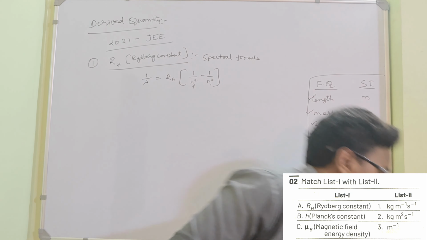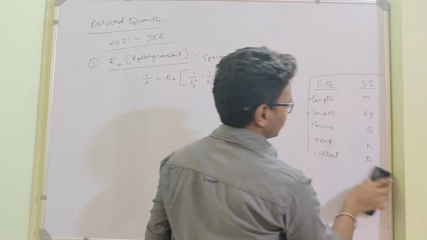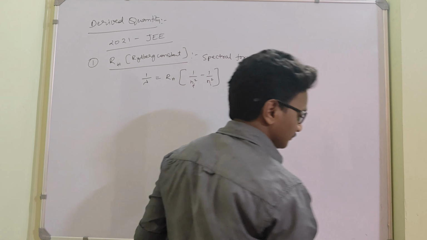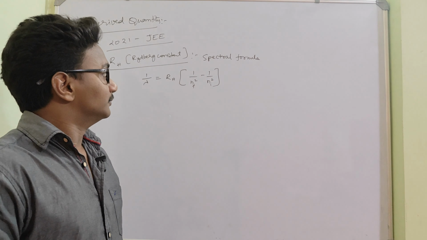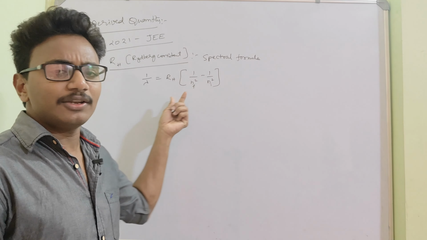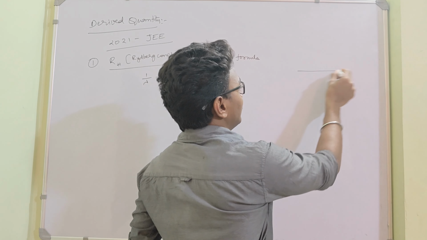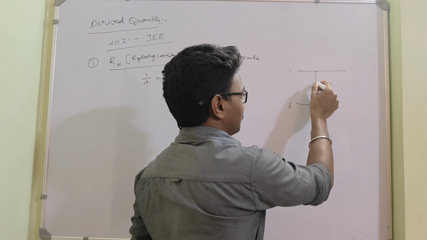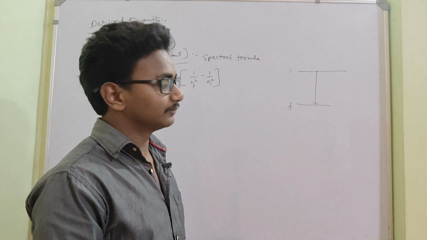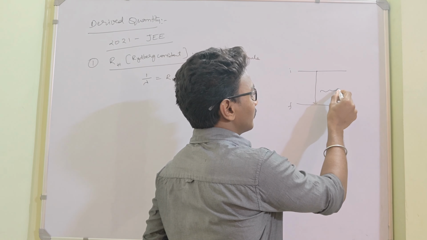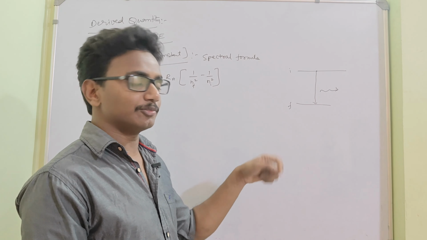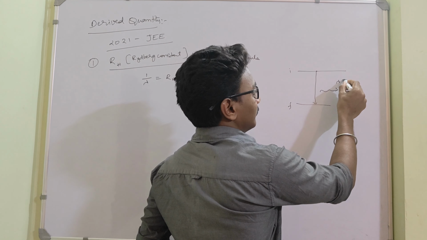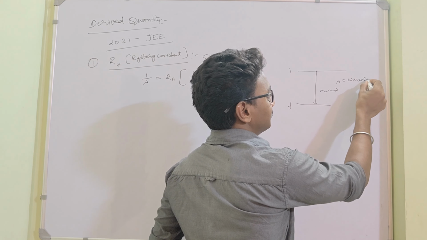I'll arrange these fundamental quantities. Where can you use this formula? When an electron jumps from initial state to final state, it releases a photon or it absorbs a photon. This lambda is the wavelength of that photon. Lambda is wavelength.